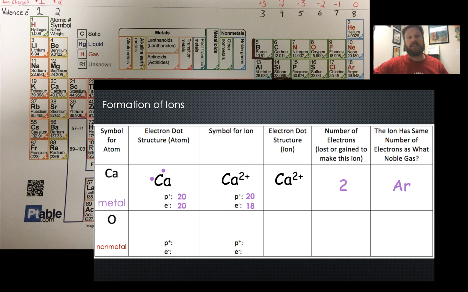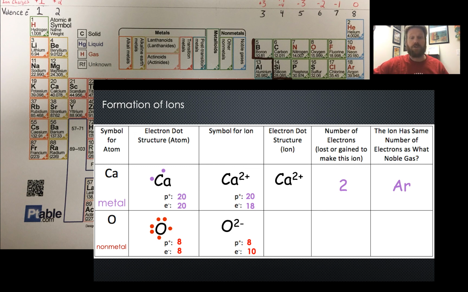Now let's look at the nonmetal oxygen. Oxygen is in group 6, so I know oxygen atoms have 6 valence electrons. The electron dot structure of oxygen is an O surrounded by 6 dots. Using my periodic table, I know a neutral atom of oxygen has 8 protons and 8 electrons. Since oxygen is a nonmetal, I know it will gain 2 electrons when it forms an ion. That means an oxygen anion would still have 8 protons, but it will have 10 electrons. That is how the atom gets its 2- charge.